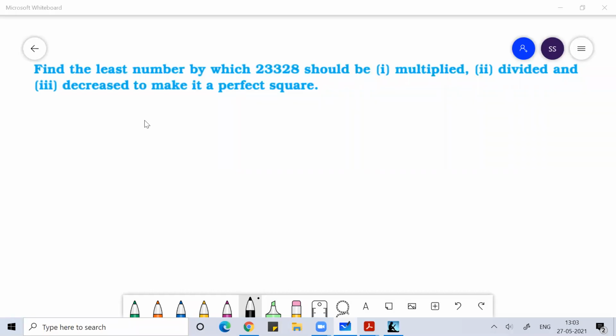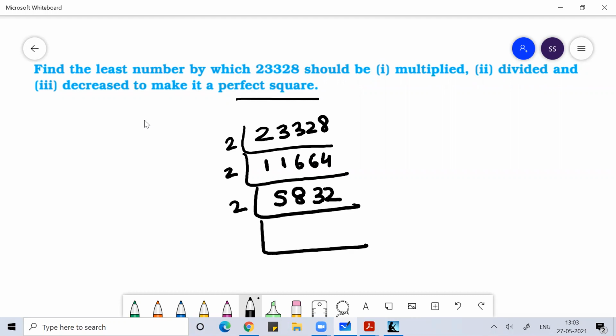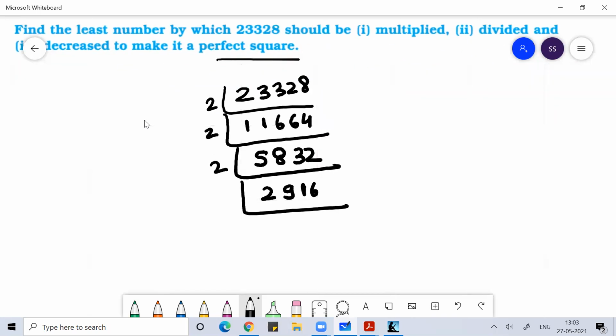Now, find the least number by which 23328 should be multiplied, divided, and decreased to make it a perfect square. So first understand this number, 23328. You can find the factors of this number: 11664. You can find the factor of this number: 5832. You can find the factor of this number: 2916. Because to understand a number, the best way is to find its factors.